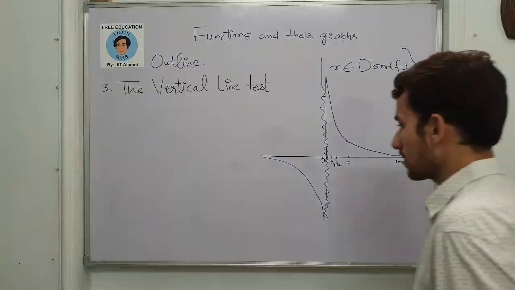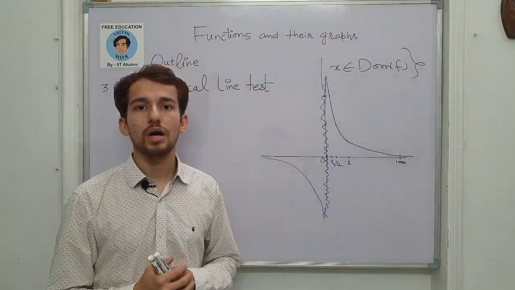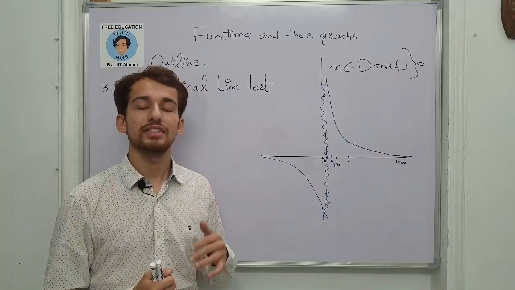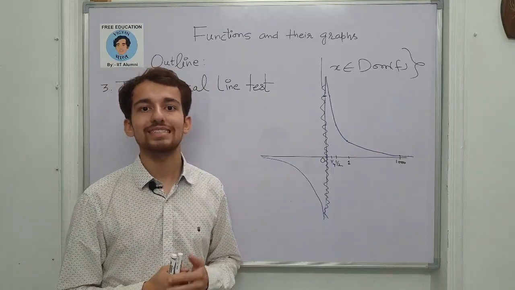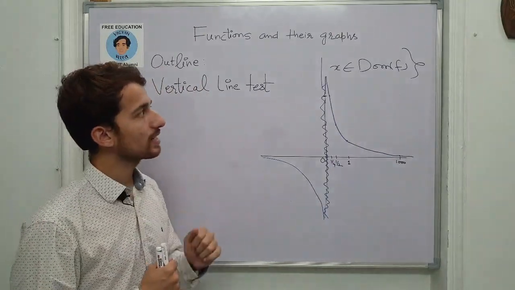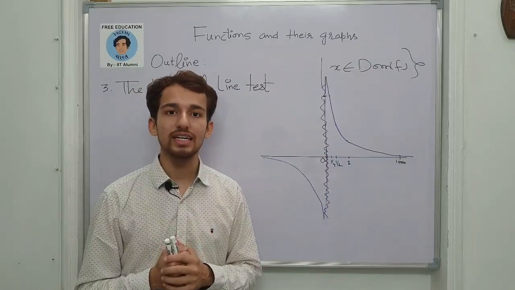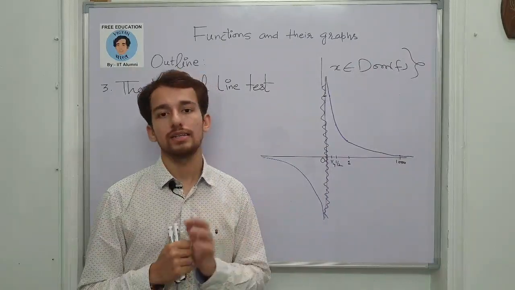I hope you got clarity. We have now covered the first two points of the outline: what a function is, its domain and codomain, the function as a machine, and as an arrow diagram. We have also covered the second outline: how the graphs of functions are defined, and how to identify the domain and range.